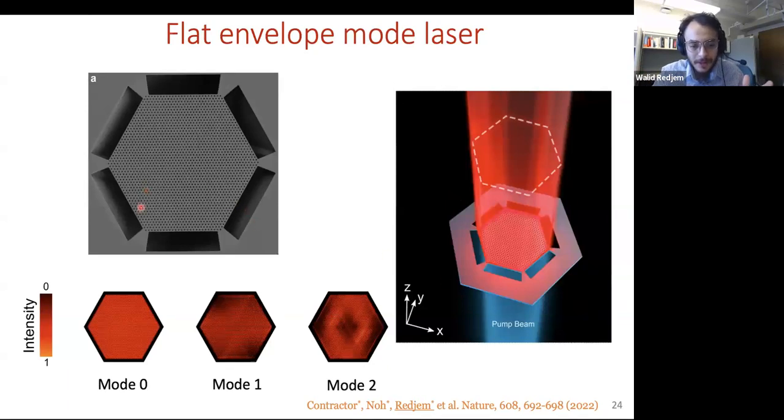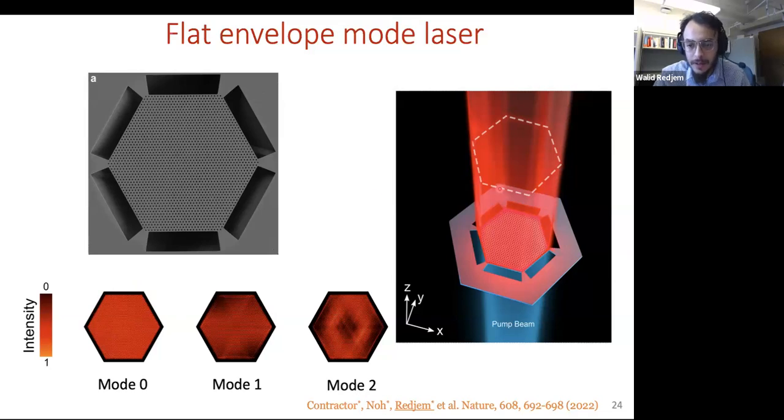So here we simulated the cavity. You can see mode 0, the fundamental mode, then mode 1 and mode 2, higher order modes. You can see the fundamental mode is completely flat, which is very surprising. It's not like a conventional Gaussian mode. The higher order modes are really messy, but the fundamental mode will take all the gain. There is no space for other modes to lase.